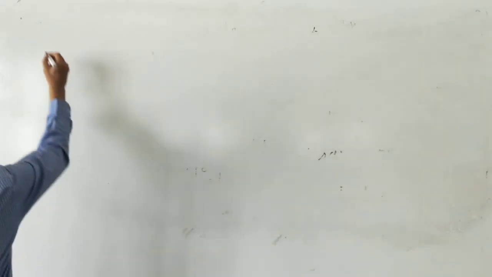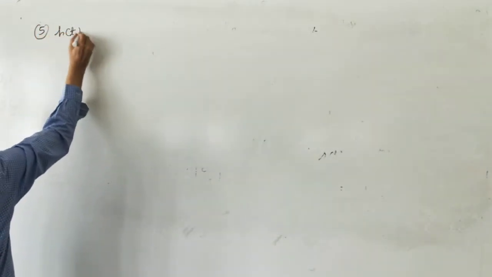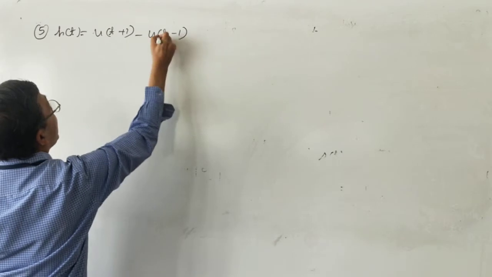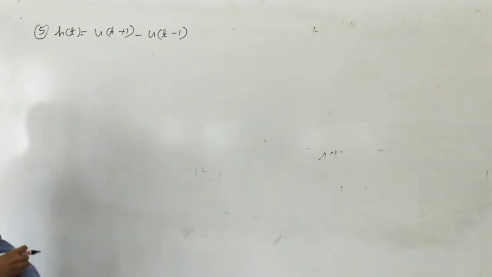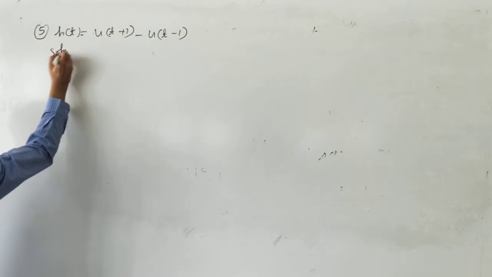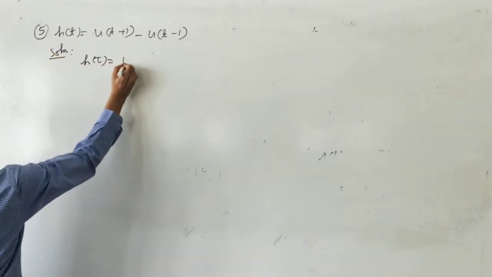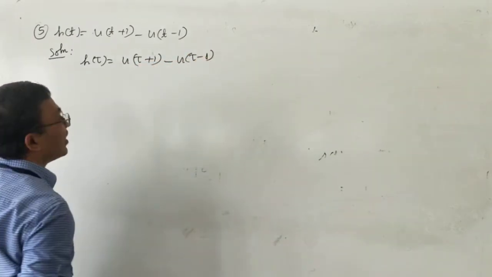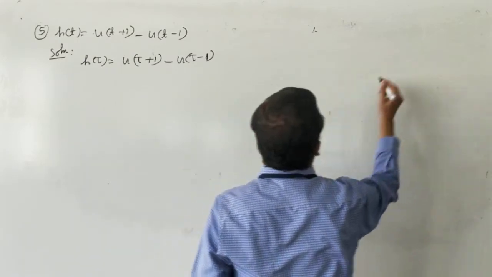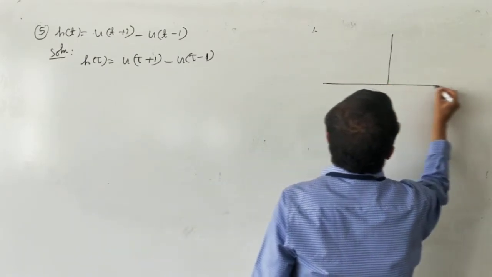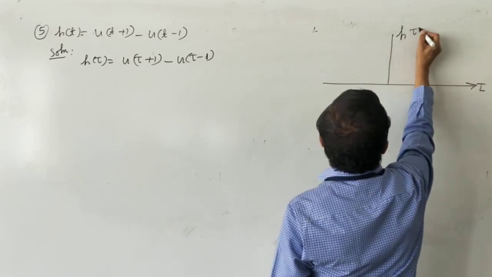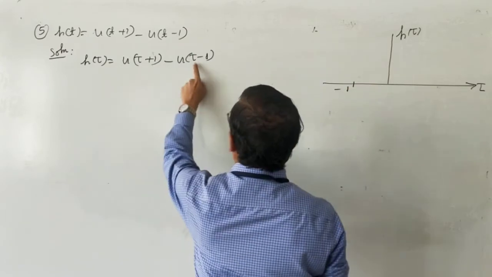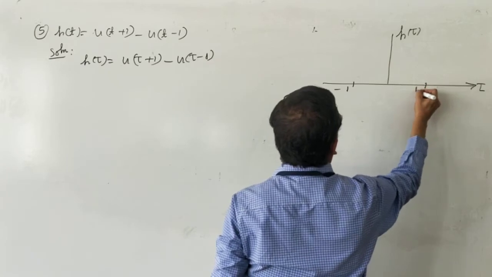Next one, fifth one. h of t is equal to u of t plus 1 minus u of t minus 1. Solution. Replace t by tau, that gives h of tau equals u of tau plus 1 minus u of tau minus 1. I am going to sketch now h of tau. X-axis is tau, y-axis is h of tau. Critical points are tau plus 1 equal to 0 gives you tau equal to minus 1. Tau minus 1 equal to 0 gives you tau equal to 1.